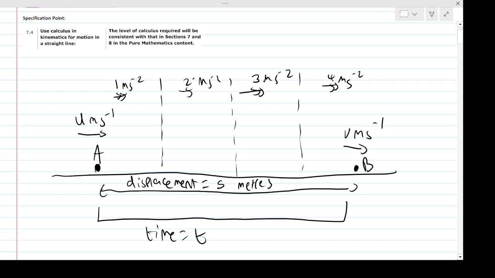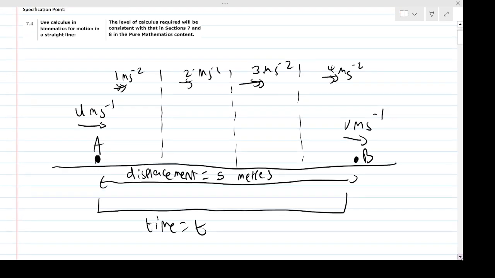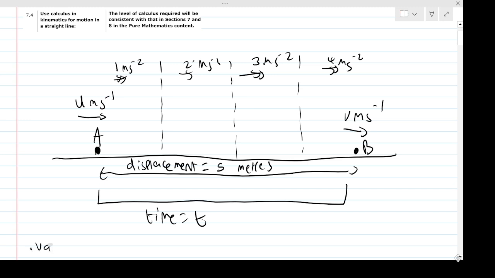Which means we can't just split it up. It'd be too much work. So that introduces the idea of variable acceleration. Variable acceleration is acceleration that changes over time.